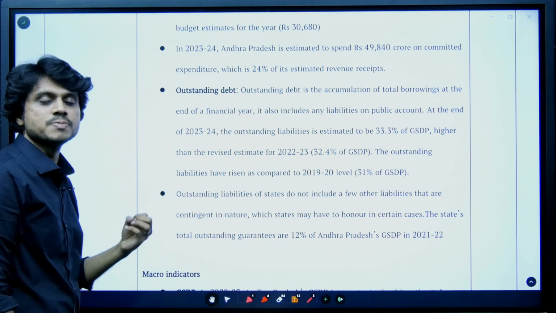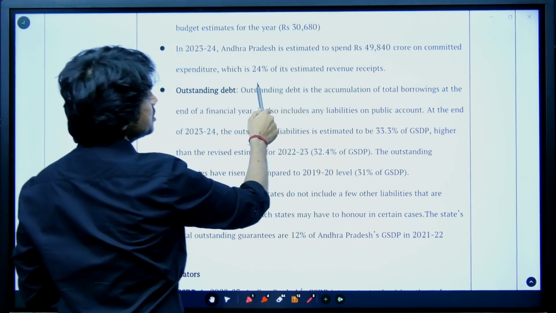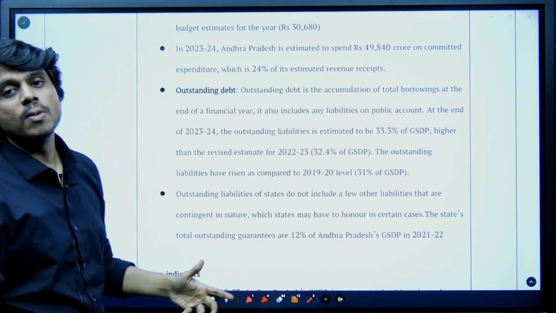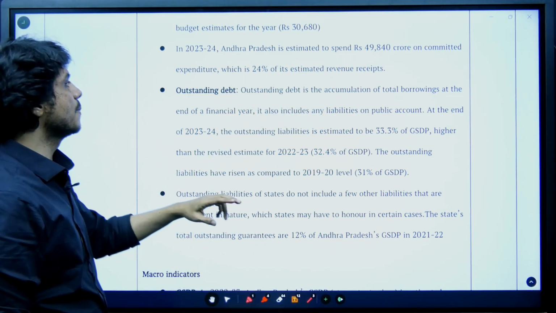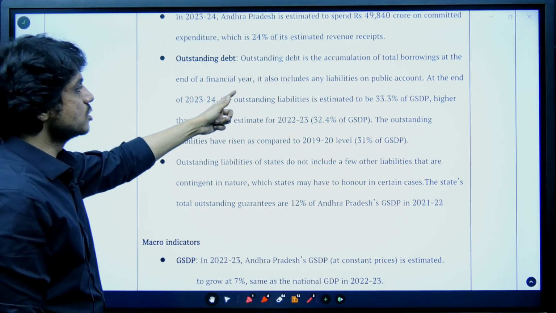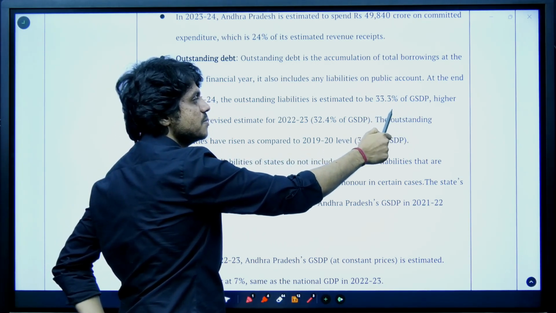Let's say your salaries and pensions, that part of the expenditure is the committed expenditure, which itself is 24% of the revenue receipts. The government cannot go back on the promise that it should anyway happen. Now if you see the total debt, this is a very important point, it is 33.3% of the GSDP. This is very high.